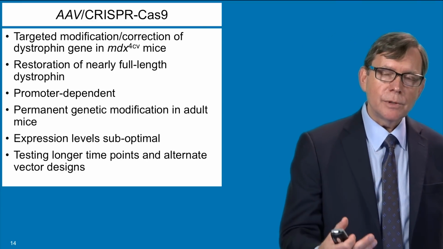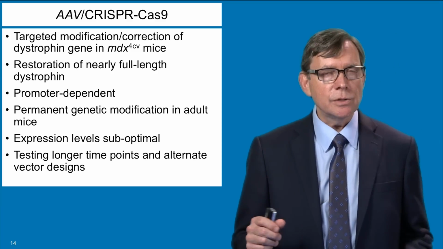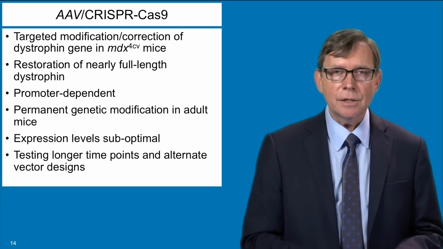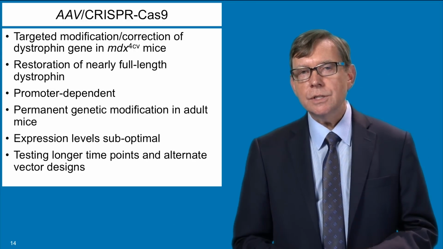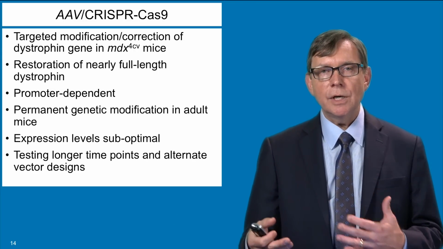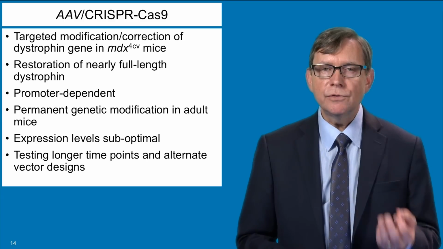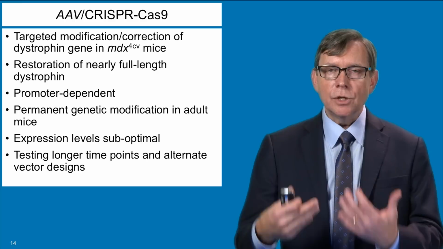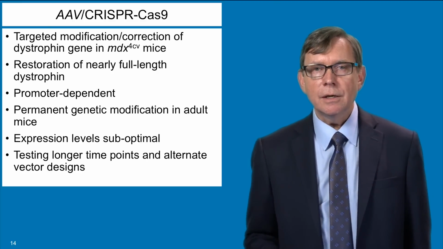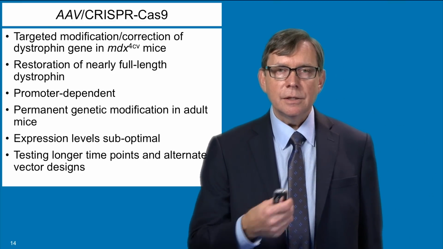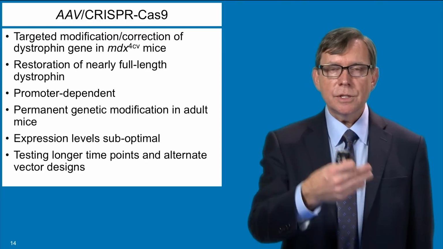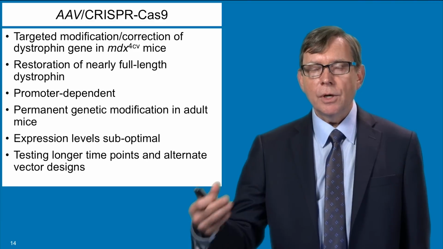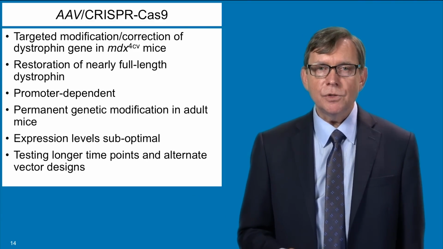The amount of dystrophin we're producing is still a little on the low side, so there's a lot of modifications that are going to be needed to improve the efficiency of the method. We need to look at longer time points. There's a lot of different ways that we redesign these vectors, but what we have so far is a proof of principle that the CRISPR-Cas9 system can be applied to adult animals and lead to a targeted gene correction in adult mammals. And we'll see whether this technology can be scaled up and proved to be efficient and safe enough for perhaps going into clinical application in the future.